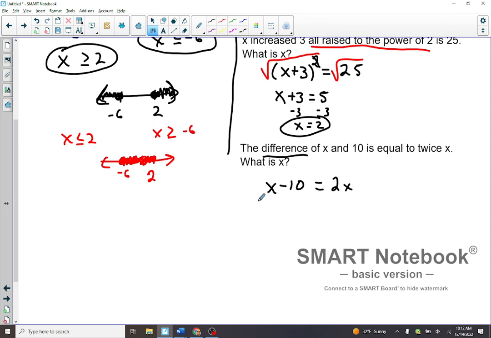So what is x? Minus x, negative 10. We have x on both sides, so minus x on both sides. 2x minus x is just x. Why did it become negative 10? It's x minus 10, so you remove the x, and what's left over is the minus 10.